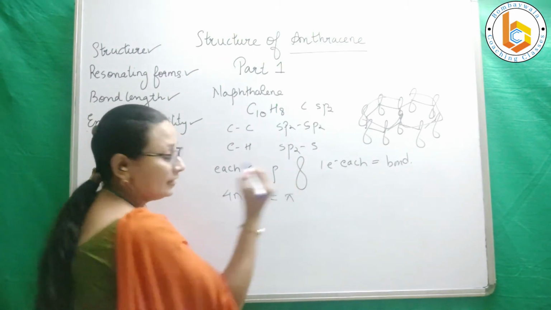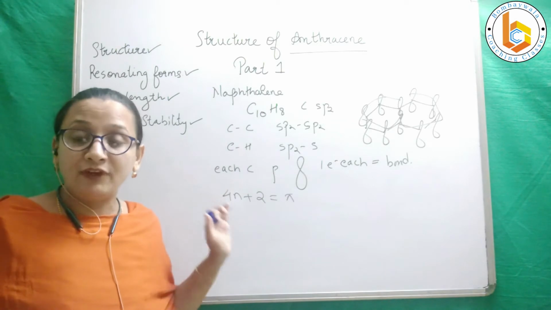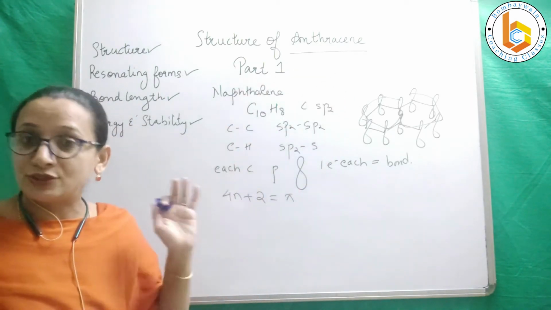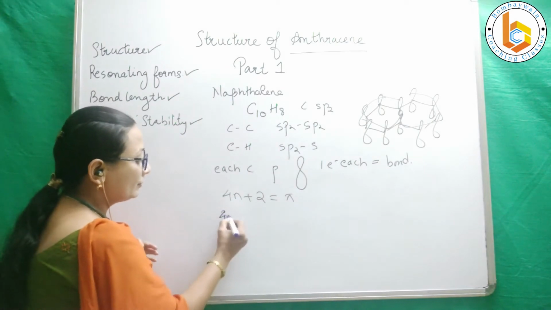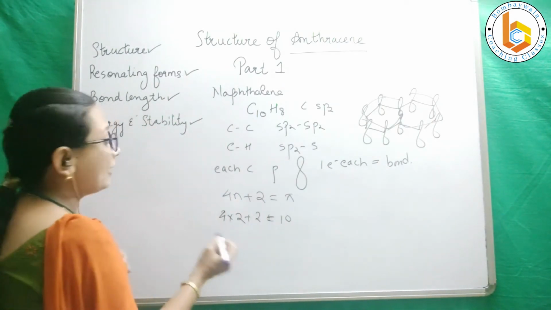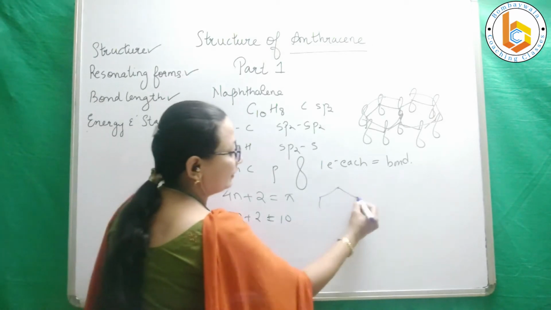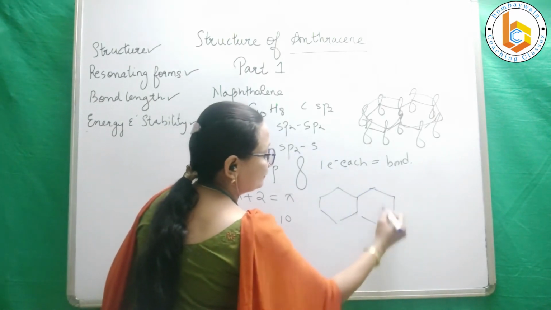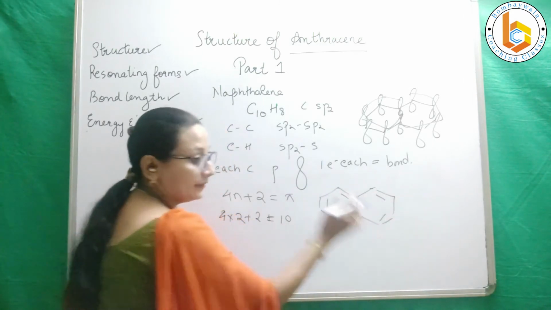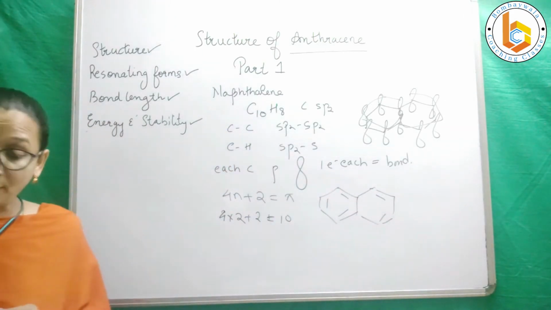4n plus 2 is equal to the number of pi electrons, and we said the value of n here should be any whole number. So for naphthalene we took n as 2. So 4 into 2 plus 2 is equal to 10. And how many pi electrons in naphthalene? They are nothing but 10, right? 1, 2, 3, 4, 5, 6, 7, 8, 9, 10. So we said that naphthalene is aromatic.